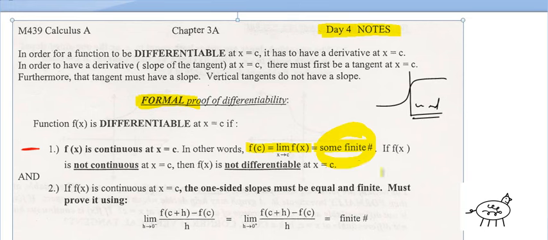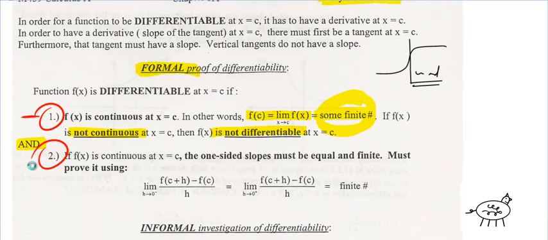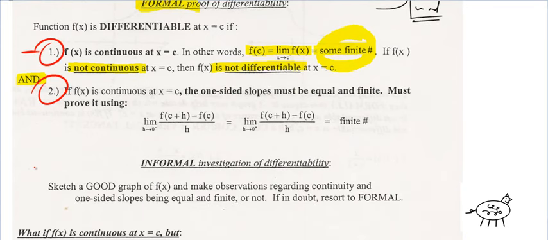Then it says if f of x is not continuous at x equals c, then f of x is not differentiable. So it has to be continuous in order for it to be differentiable. Very, very important. I'm highlighting a lot of stuff here. If f of x is continuous at x equals c, the one-sided slopes must be equal and finite, and you've got to prove it using limits. So you're going to check if it's continuous, and you're going to check to see if the slopes on either side are the same. Those are the two things. You got that, math fans? So you've got to prove two different things. That's a formal investigation.